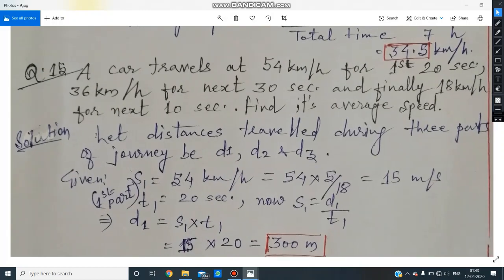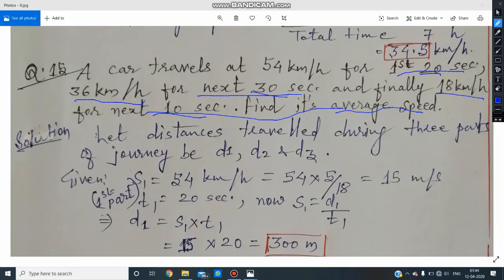Moving on to the next question. A car travels at 54 km per hour for first 20 seconds. Then 36 km per hour it continues with this speed for next 30 seconds. Finally, it is moving with 18 km per hour for next 10 seconds. Means the total journey is in 3 parts. First part for time 20 seconds, the next part is for 30 seconds, and the last part is continuing for 10 seconds. You have to find out here average speed, a simple question.